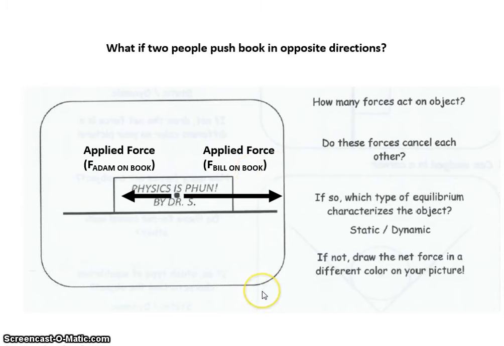So what's the deal here? Well, the forces do not cancel, and you're left with a net force. So coming to our questions, how many forces act on this object? Well, 2. Do they cancel each other out? No. Well, are they in equilibrium, or is the book in equilibrium? No, so we can't say anything about that. But we can draw the net force in a different color on the picture.